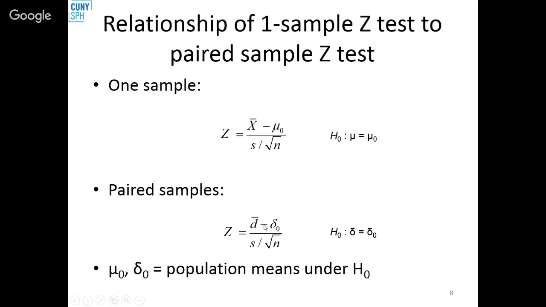The procedure would just be to, if you had your observations in two columns, take the difference between those two columns and perform a one sample test on the differences. That's all there is to it.